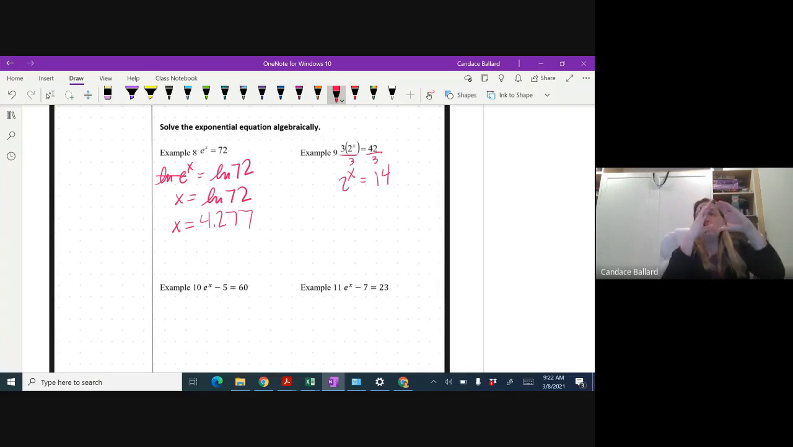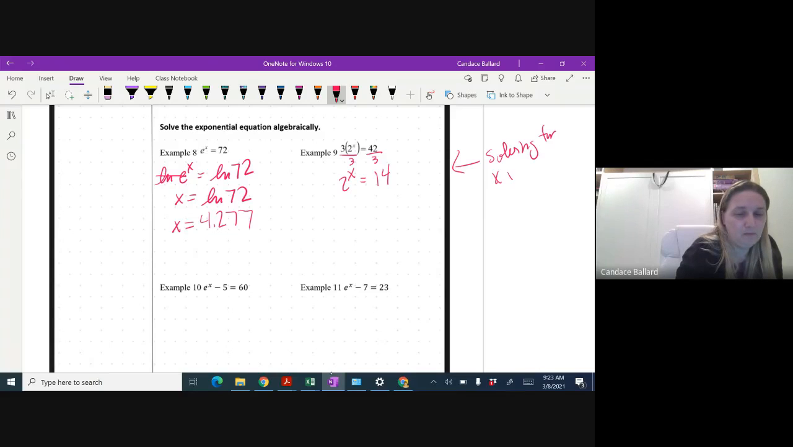Whenever I see that, there's no way for me to write 2 to the 3rd and get 14, right? Or 2 to the 2nd and get 14. That doesn't work. So when I see that happen, I can't write the bases the same. I'm going to take the log of both sides. So solving for an exponent, take the log of both sides.